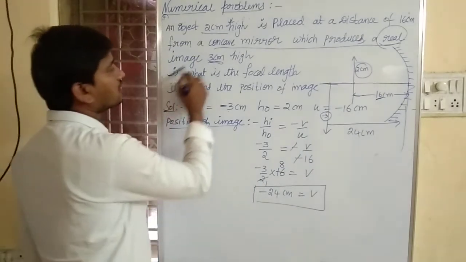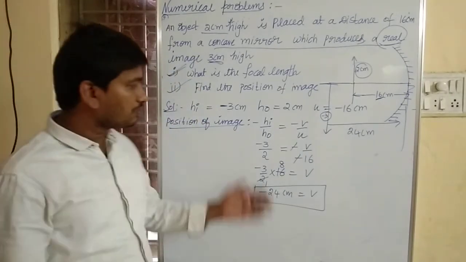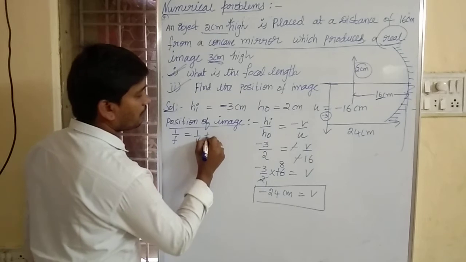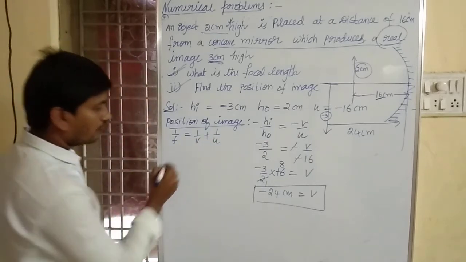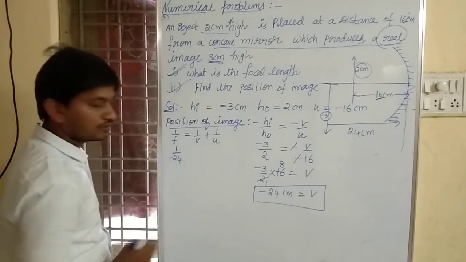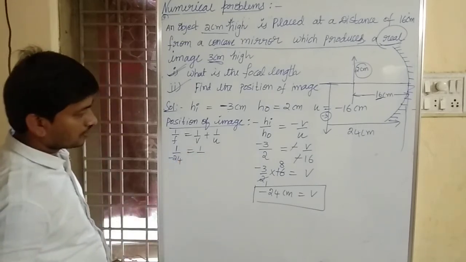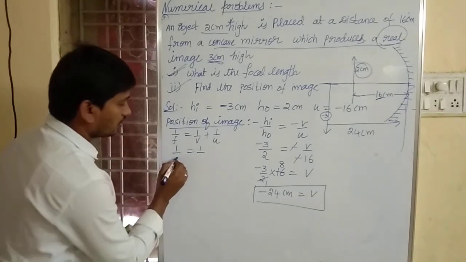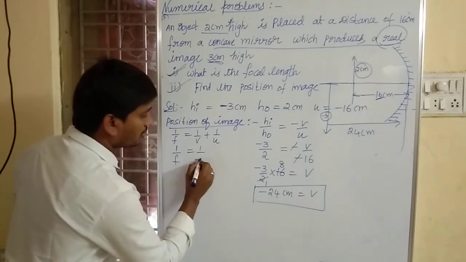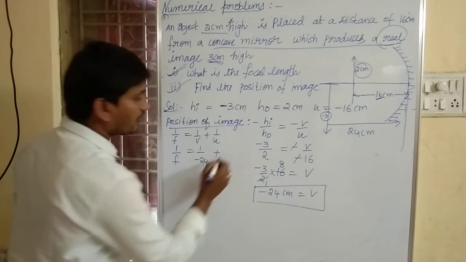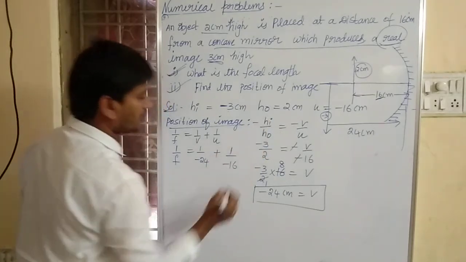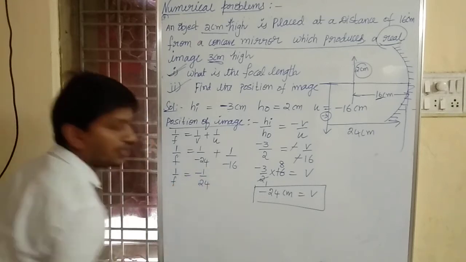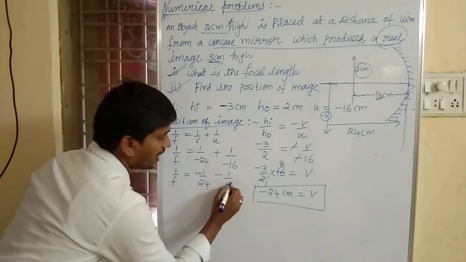Now the second question. The first question is, what is the focal length? Let me substitute these values in the mirror formula. We have the formula 1 by F equal to 1 by V plus 1 by U. We have to find out F only. 1 by F equal to, V is minus 24 centimeter, plus 1 by U, which is minus 16 centimeter. I can write it as minus 1 by 24 plus minus 1 by 16.